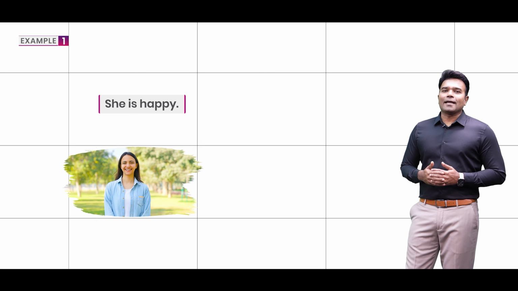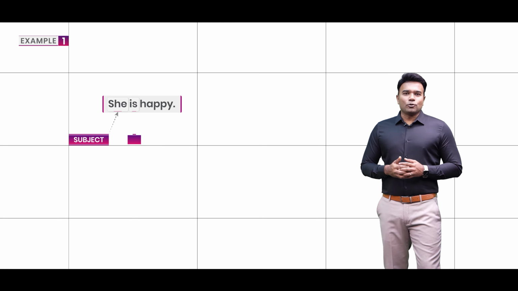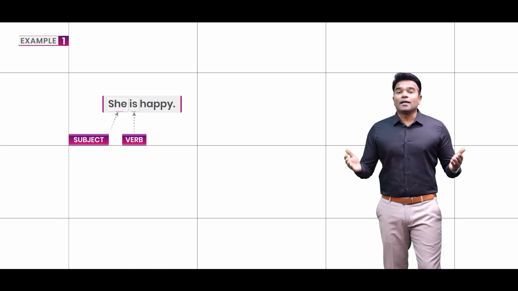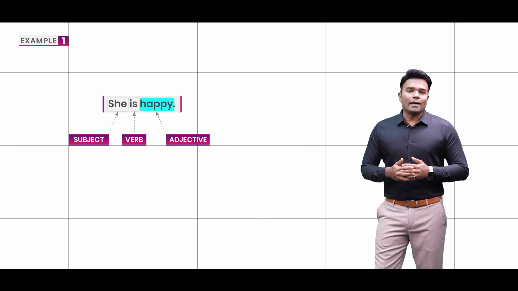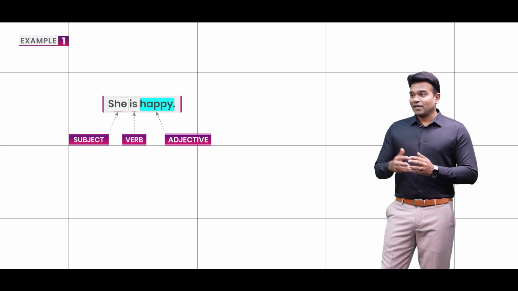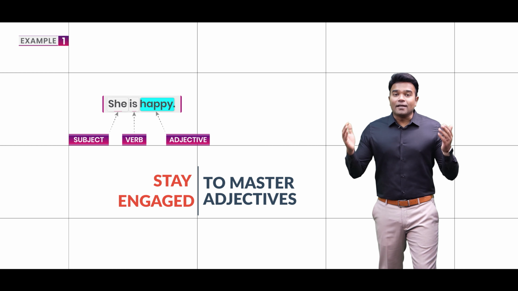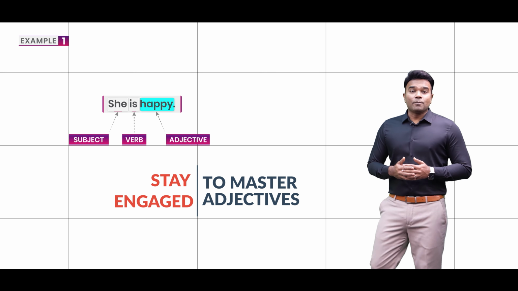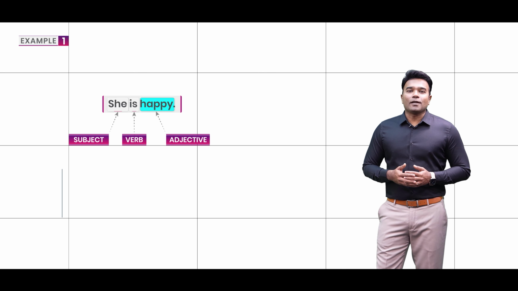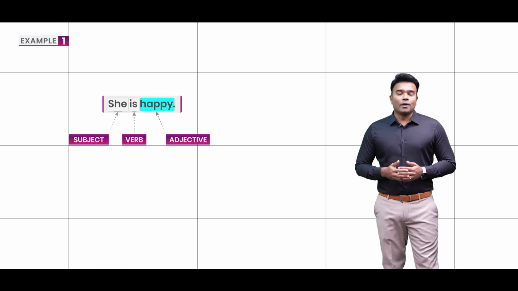Well, in this sentence, she is the subject, is is the verb, and let me tell you that here happy is the adjective. Adjectives are the next part of speech that you would be learning in this video series, and whenever I take up the concept of adjectives, it shall become completely clear. But at this point, what you really have to understand is that happy is the adjective in this sentence.